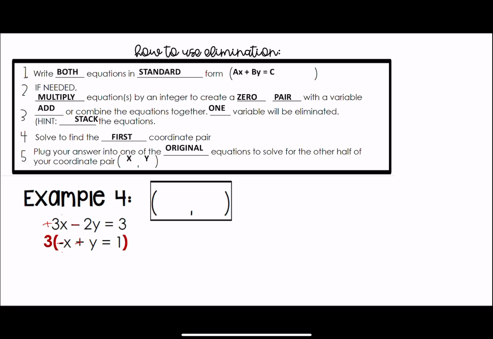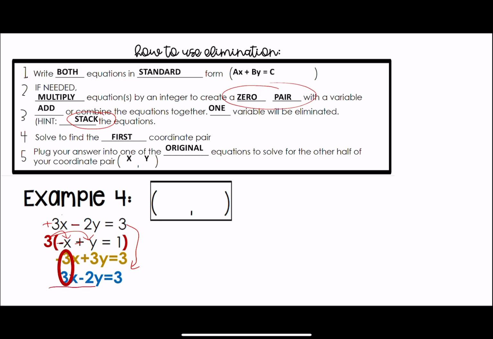So when we do that, you're going to get a brand new equation. I'm going to rewrite my first one right after this, so it'll help me stack it better. And when I distributed out this 3 to each of them, I got negative 3x plus 3y equals 3. I'm going to bring my original equation back down so I can stack it, just like right here for step number 3, and I can get ready to get rid of my zero pair. And you'll see that my zero pair are my x's in this case.